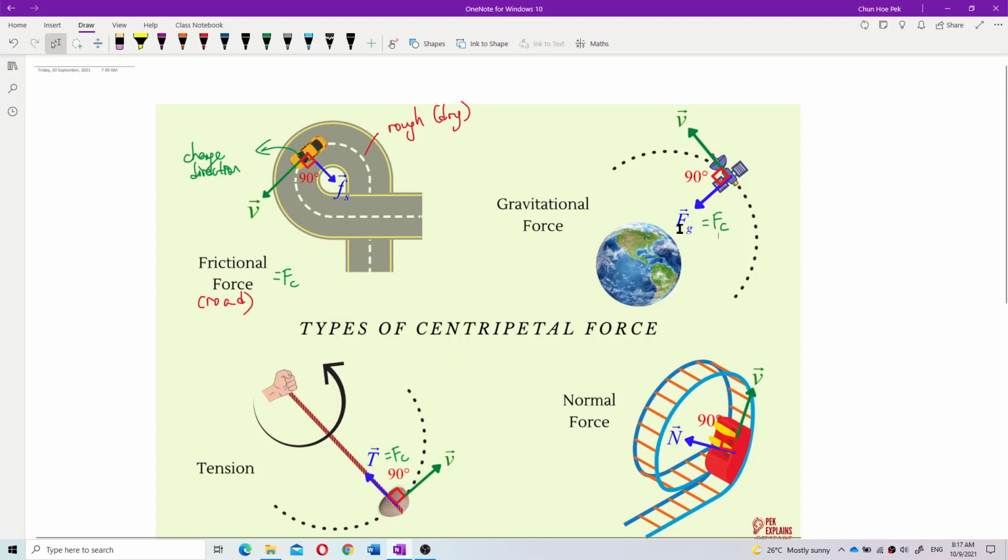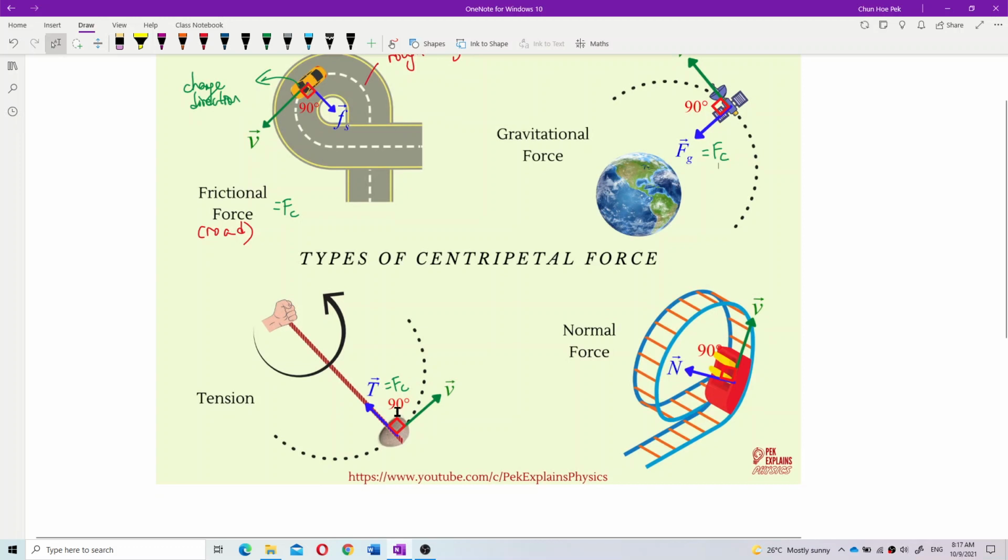Why can this gravitational force change the direction of the satellite into a circle? Because this gravitational force, again, is 90 degrees perpendicular to the velocity of the satellite. The tension is like what I mentioned just now. The tension becomes the centripetal force for the stone to move in a circular motion, to continuously change direction.